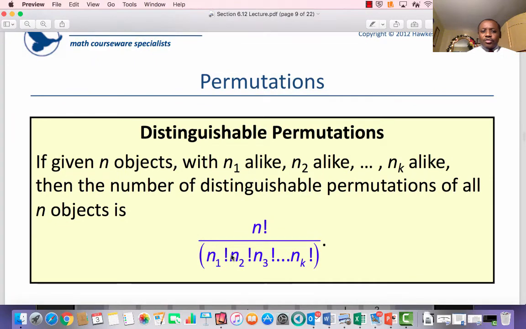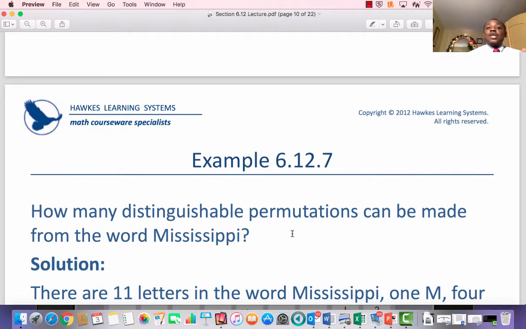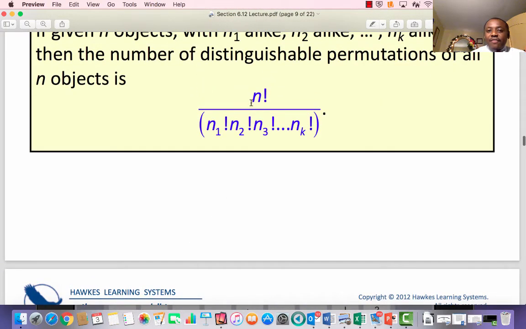Now let me introduce you to a beautiful idea known as distinguishable permutations. If you are given n objects, and n1 of them are alike, n2 are alike, and so on and so forth, then the number of distinguishable permutations of all the n objects would be given as follows. Now, I do not want you to get scared with this formula, so I'm going to give you an example very, very quickly. How many distinguishable permutations can be made from the word Mississippi? How many letters are there altogether? 11. Okay, so according to the formula, I'm going to have 11 factorial.